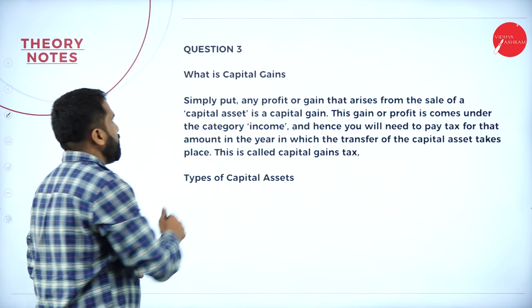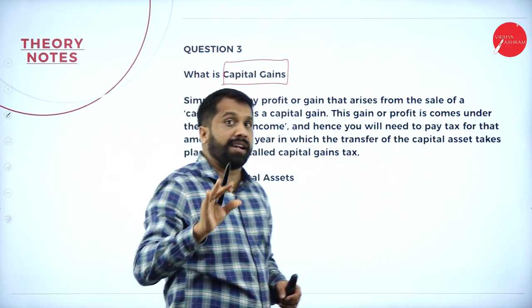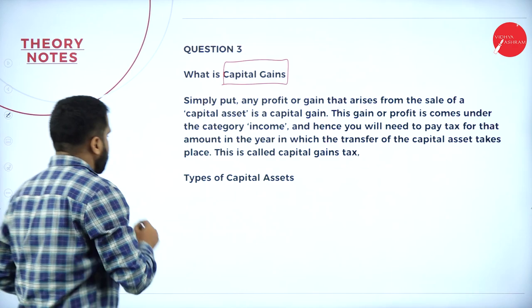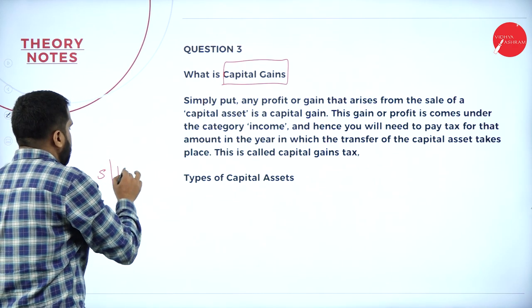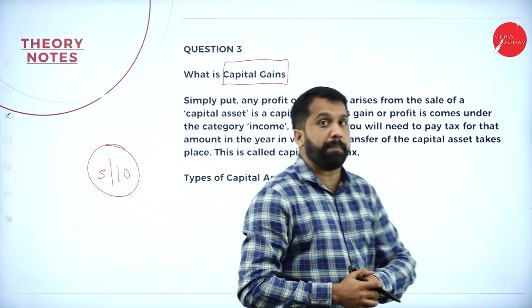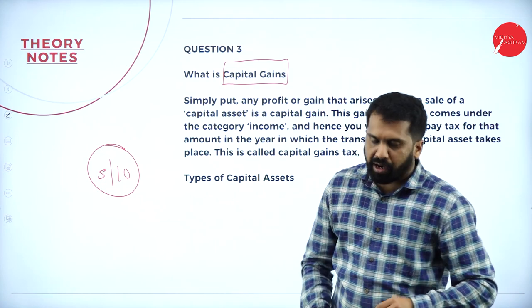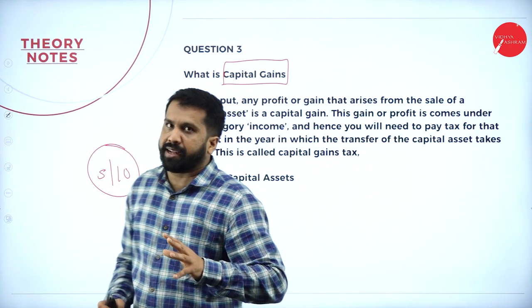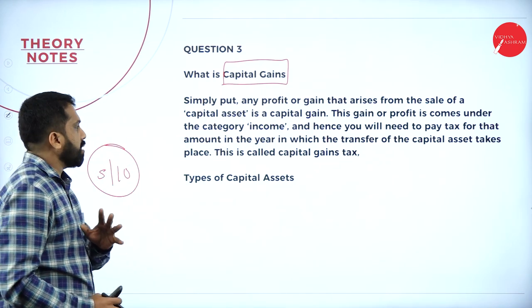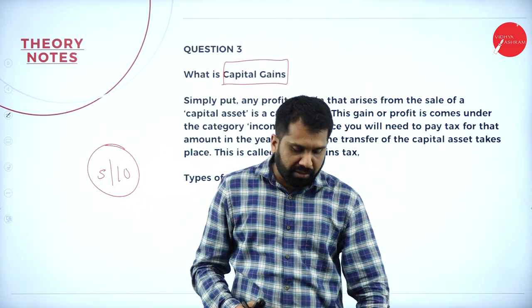Your question number 3, what is capital gain? This is your 5 or 10 mark question. This one may come for 5 or 10 marks. What do you mean by capital gain? There are two things: one is short-term capital gain, and one more is long-term capital gain. Short-term as well as long-term.